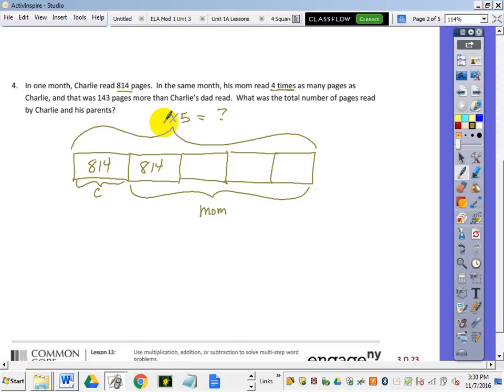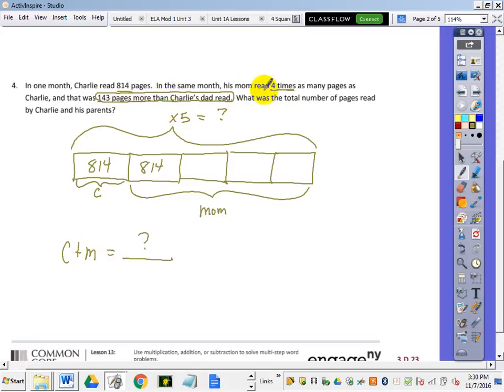Now, we'll come back to this after we're done. We've got the Charlie plus mom total now, whatever that is from up here, from the multiplication. We know what that total is. Now, the problem is we just want to talk about dad, okay? In the same month, his mom read 4 times as many pages as Charlie. And that number, whatever that is, was 143 pages more than Charlie's dad read. So mom beat dad. Just mom. Not Charlie and mom, but just mom.